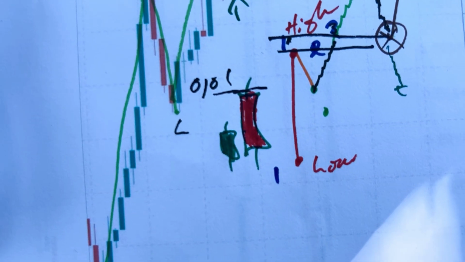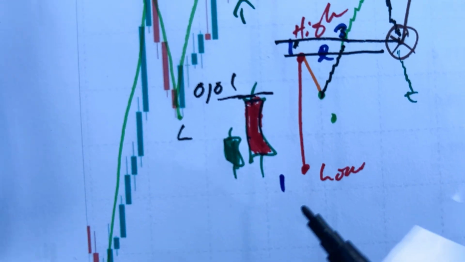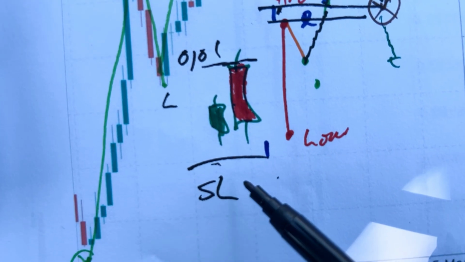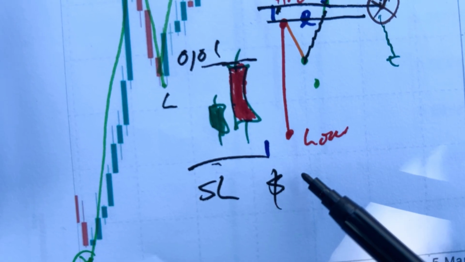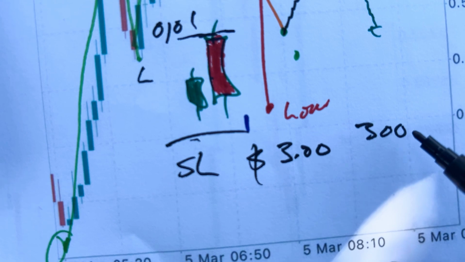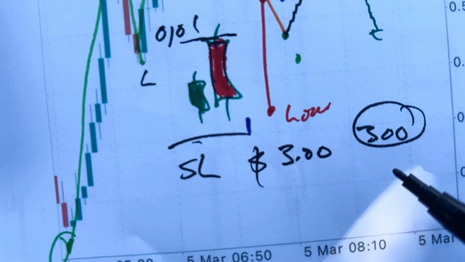And where do we set a stop loss? We set a stop loss based on what? Based on the structure. We can just set a stop loss here, which is an SL down below here. Maybe let's say in this case we are risking $3, given that we're risking 300 points, right? We are risking 300 points.